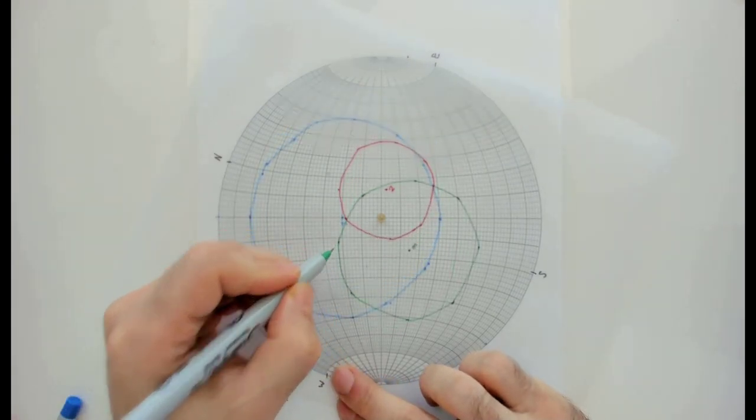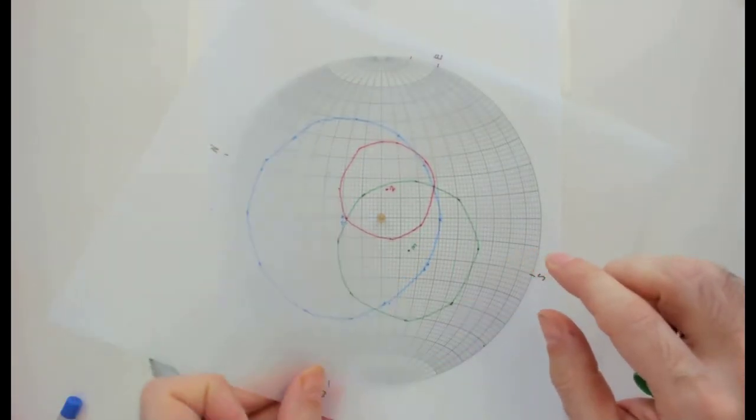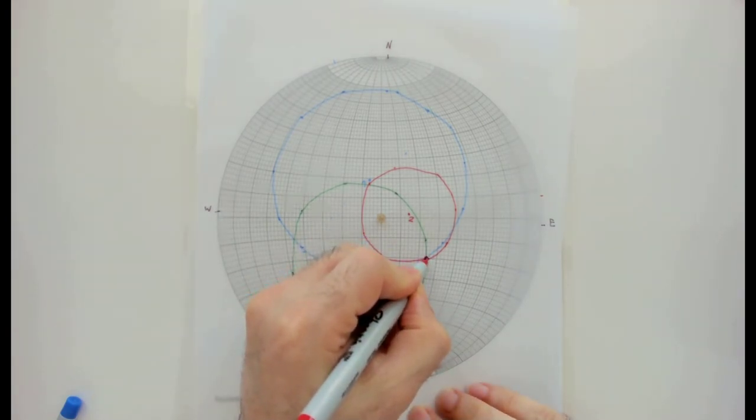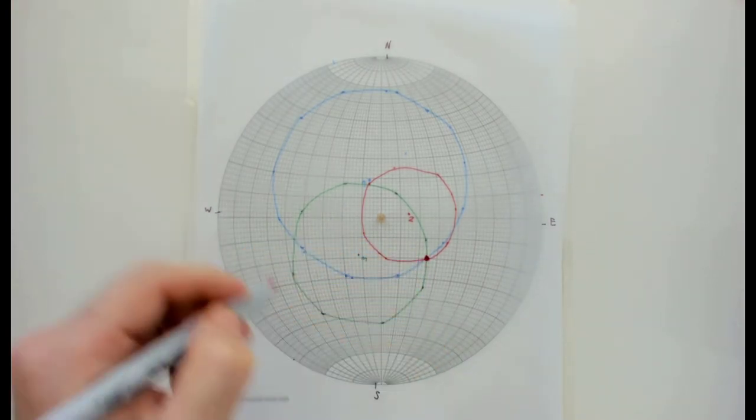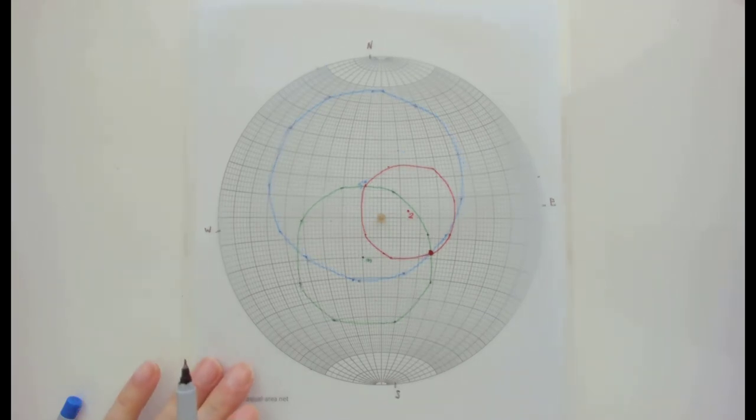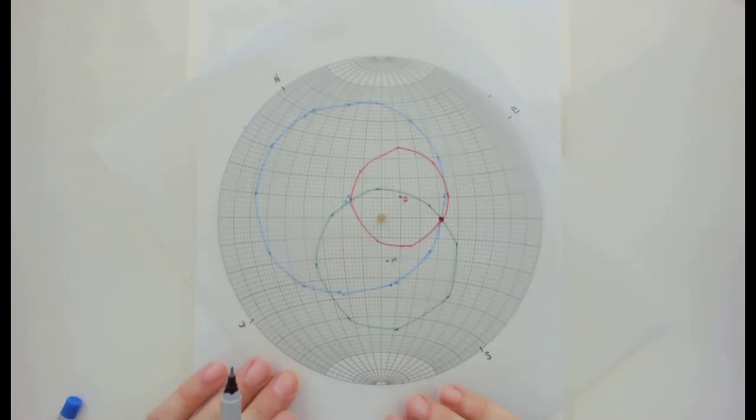So the intersection of these three circles is actually sitting here, and I can show it with this point, right? That's the point in common between all three samples, and that's going to be the pole of the bedding that we didn't know the strike and the dip of. If I draw the profile plane to that point, that's going to be the strike and the dip of the bedding that we are interested in. So place that pole along the west-east line.